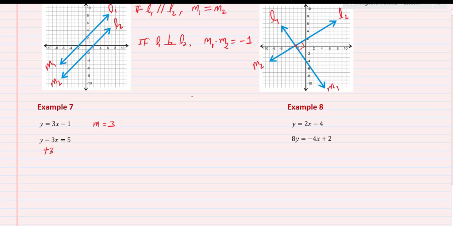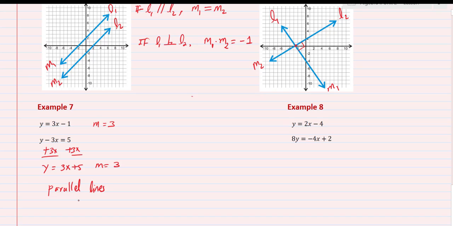So let's add 3x on this side and 3x on that side. So we have y equals 3x plus 5. Again, the slope of the second one is also 3. So what can we conclude about these two lines? These two lines are parallel lines. Parallel lines. Okay. All we have to do is find out what the slope of each line is, and if they are the same or if they are equal, the lines will be parallel.